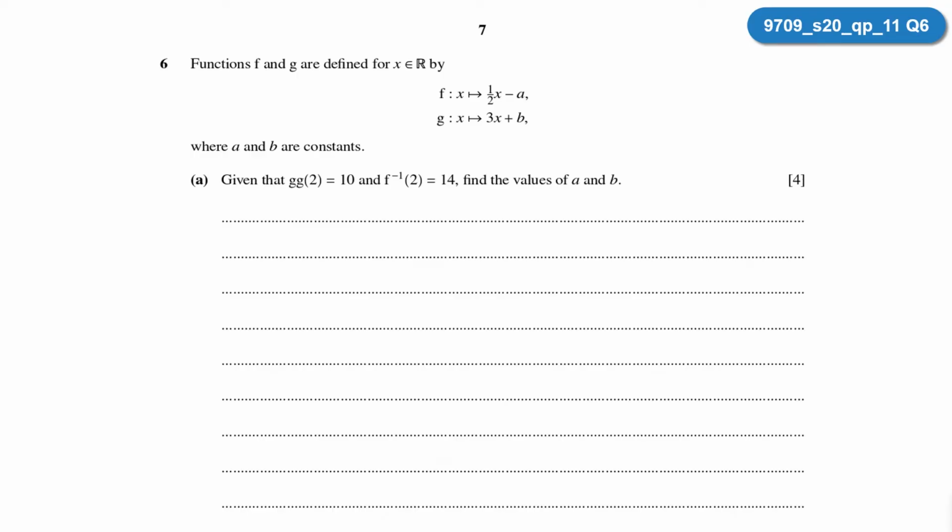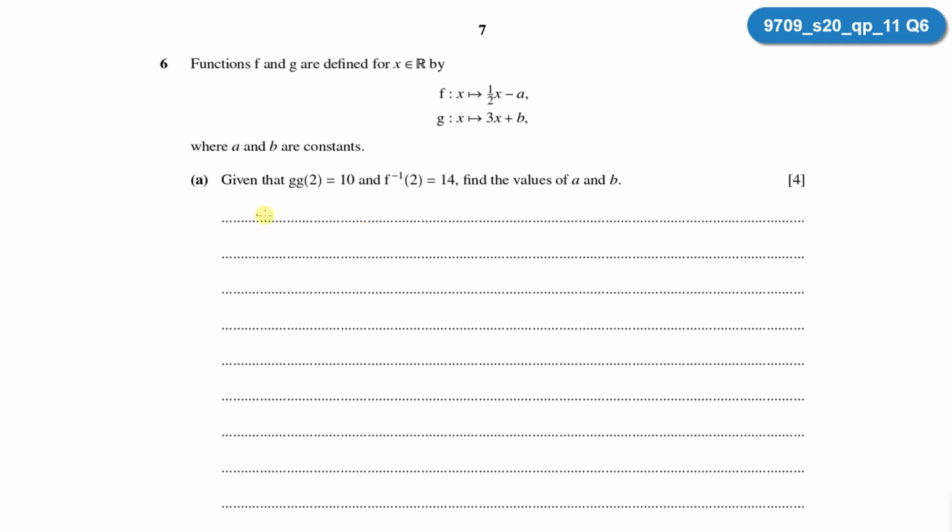Let us now look at question number 6. Functions f and g are defined for x an element of all real numbers by f of x is equal to half of x minus a, and g of x is equal to 3x plus b, where a and b are constants. On a, given that g of 2 is equal to 10 and f inverse of 2 is equal to 14, find the values of a and b.